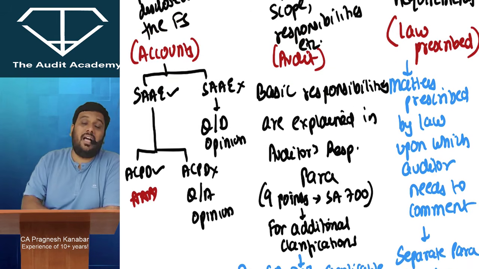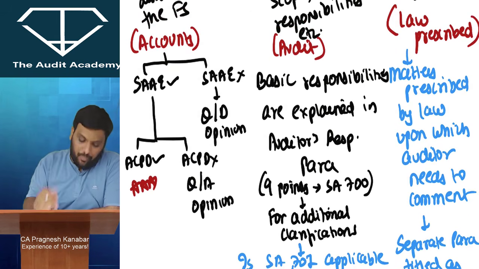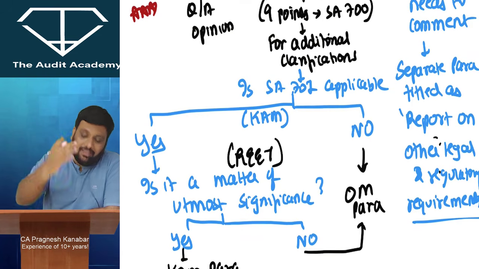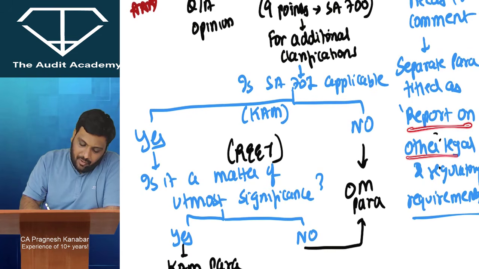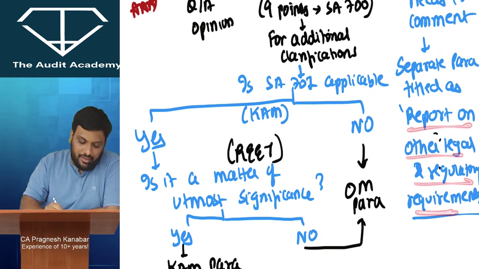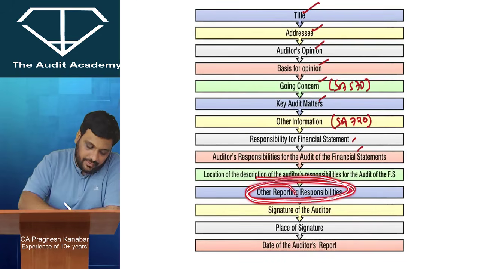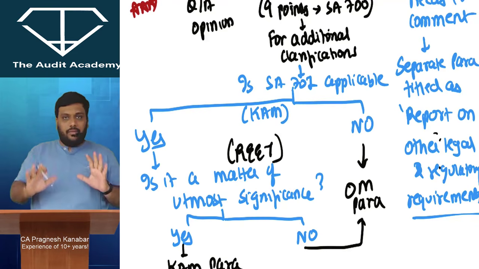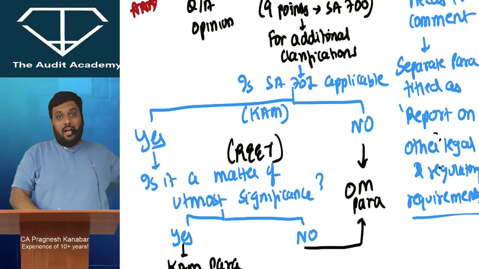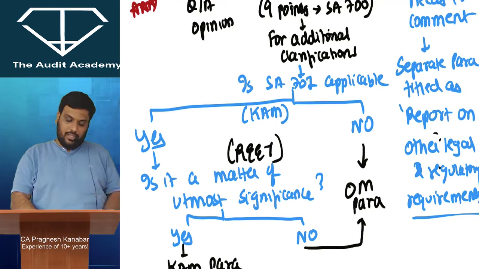Now whatever are the matters which are prescribed by law upon which auditor needs to comment, for that there is a separate paragraph. And the name of that paragraph is report on other legal and regulatory requirements paragraph. That exactly is what they had given over here. Other reporting responsibilities. Matters prescribed by law. So you don't have to learn that paragraph by heart. But those sections, obviously you should know about those sections.